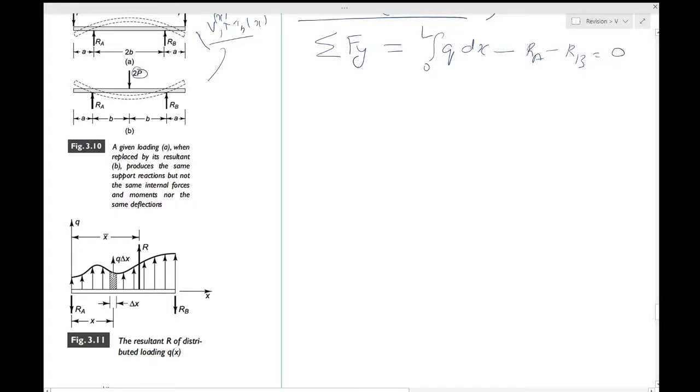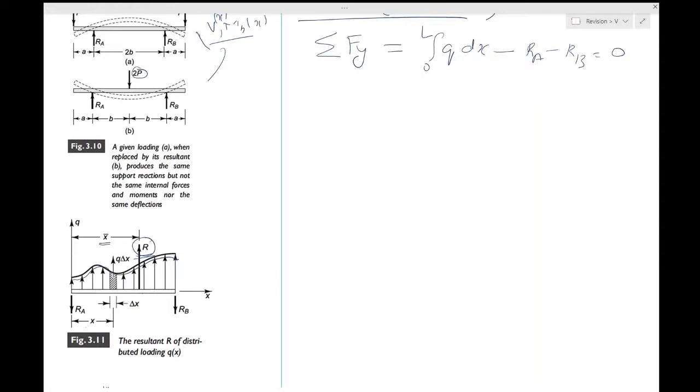For the equivalent, this R is the equivalent force over here, which means you can replace this entire distributed loading by this one force R, and it acts at this distance x bar from the origin. So if it is indeed the resultant R, then they must give identical reaction forces. This is what we have just learned.